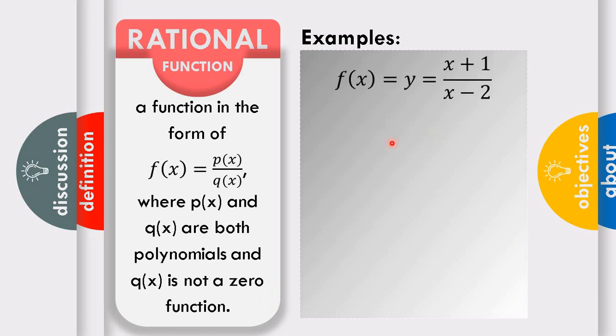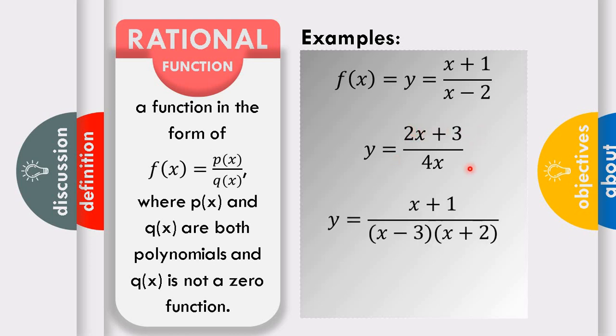So here are the examples of a rational function. y equals x plus 1 over x minus 2, y equals 2x plus 3 over 4x, y equals x plus 1 all over x minus 3 times x plus 2, and lastly, y equals 4x over x squared minus 25.